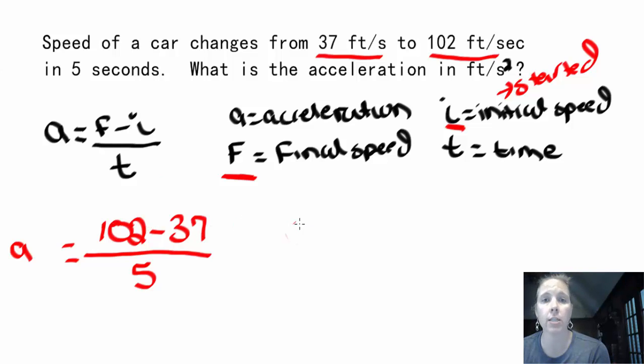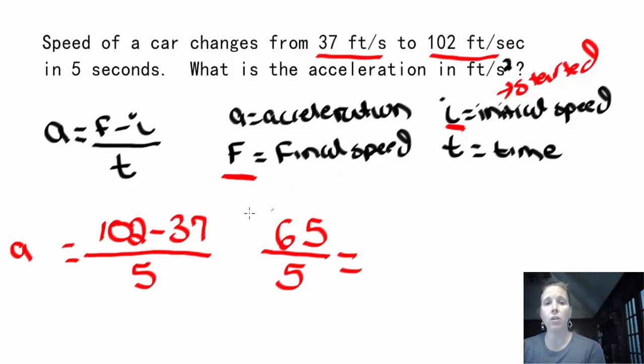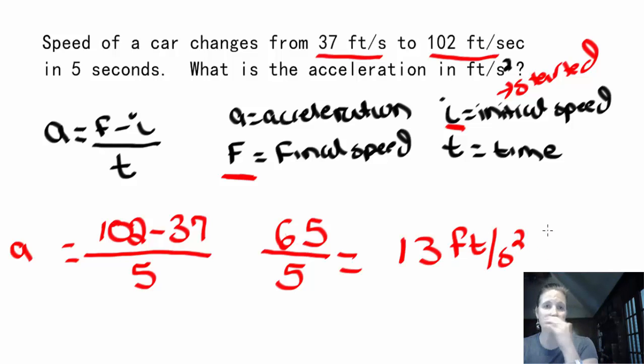So 102 minus 37, so that's going to be 65. So 65 divided by 5. 5 goes into 6 once. 5 goes into 15 3 times. So acceleration is 13, and make sure and label feet per second squared. Feet per second squared, okay?